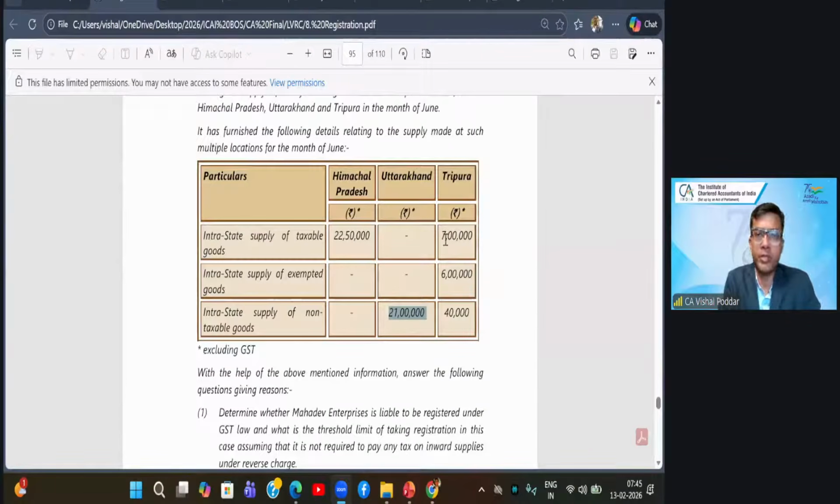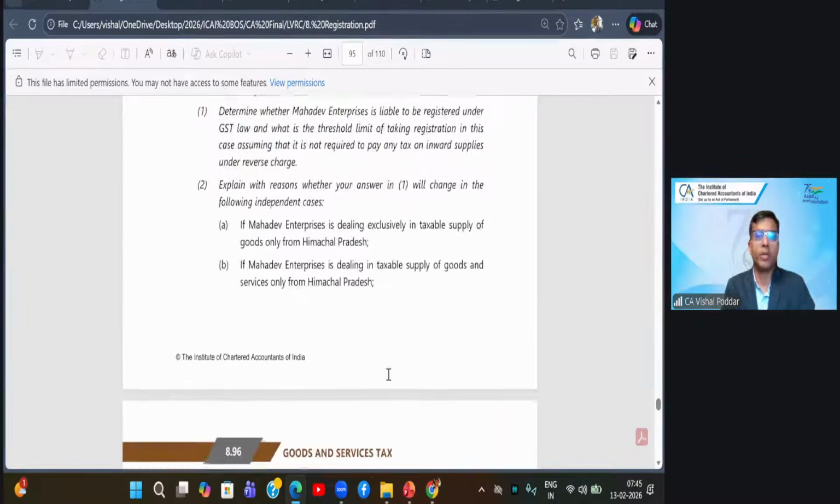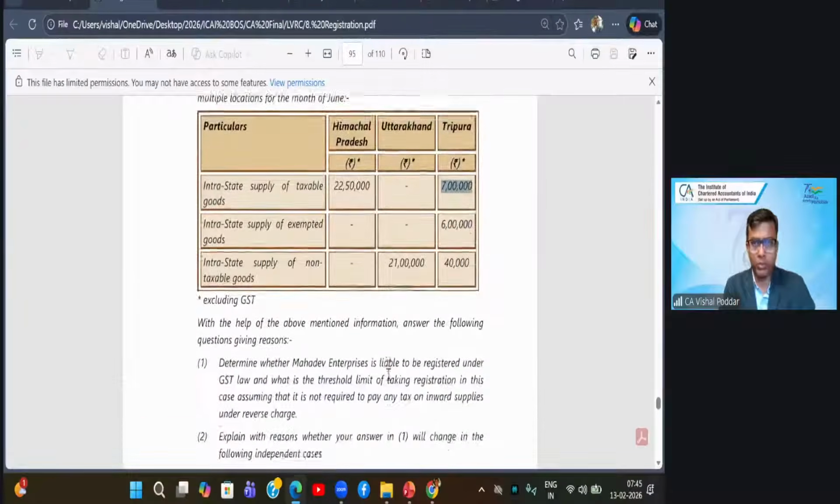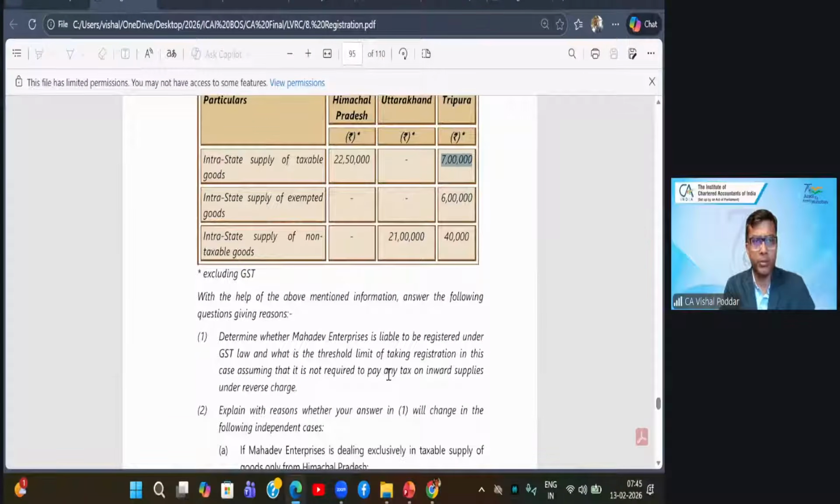So let us say this is not there, for example. So Uttarakhand and Tripura both are dealing only with exempt supplies. So what will be your answer? Will your answer change? Yes, sir. Mandatory, no registration because 40 lakhs turnover is the threshold. No registration means the threshold limit is not more than 40 lakhs.